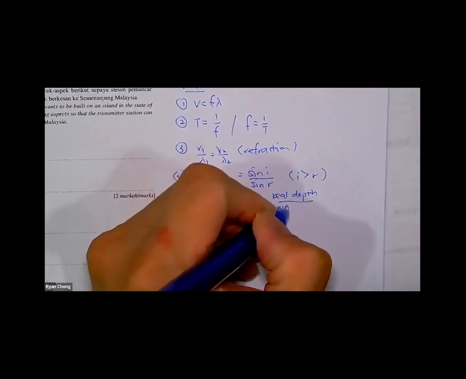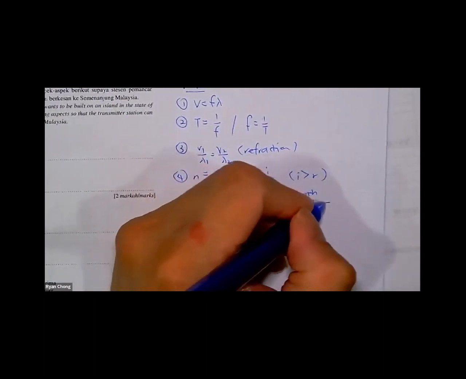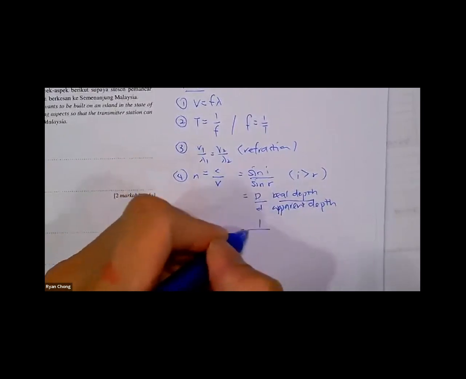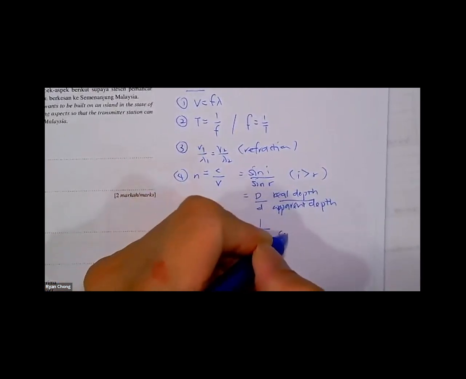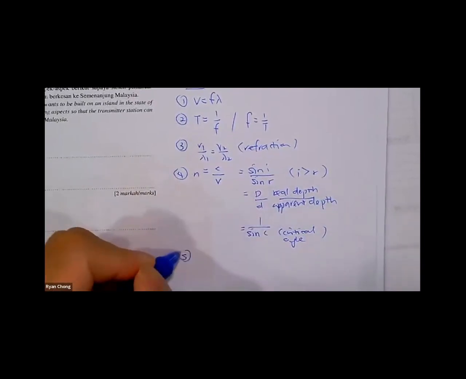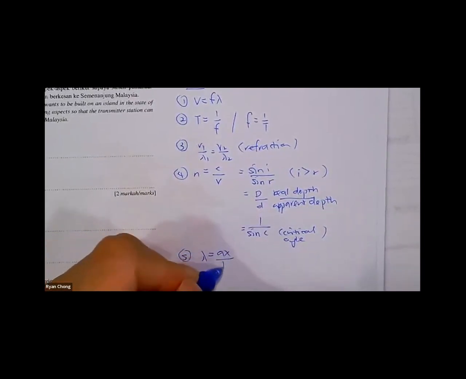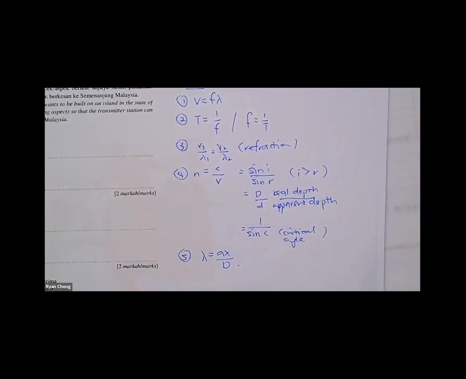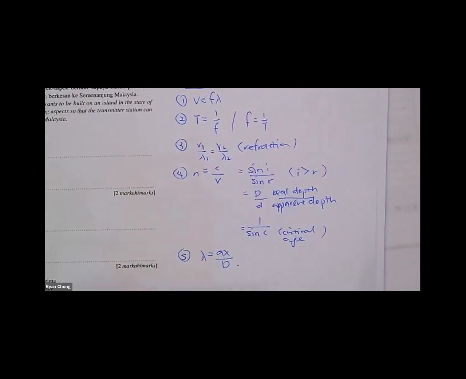All right, so this is all the formula that you need to know in your chapter wave. And then after that, 1 over sine C. C is critical angle. Okay, don't forget this. And then one more formula, lambda equal to ax over D. This is the formula that involves your chapter wave. Right? So you can have a reference. You need to know all the formula that you got, so that when you answer question for formula, you will know what to use.